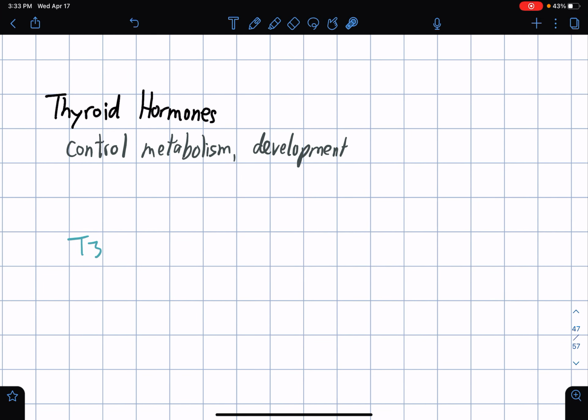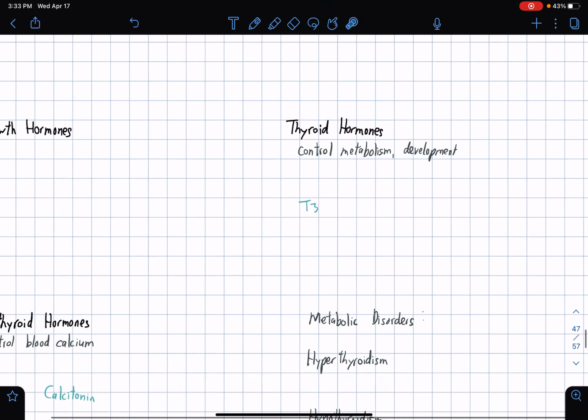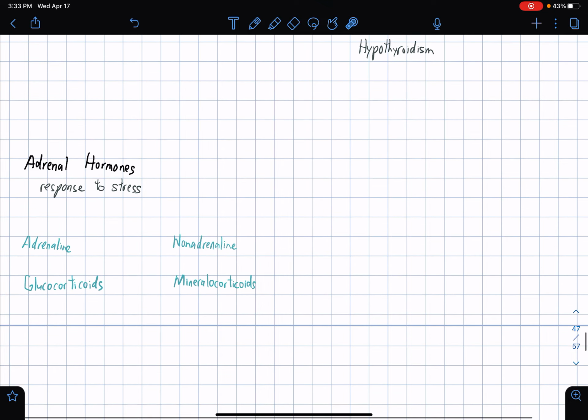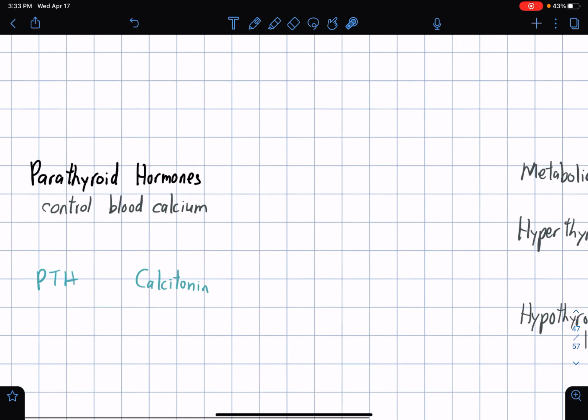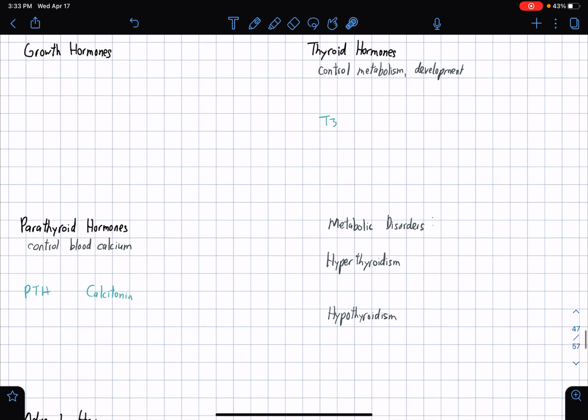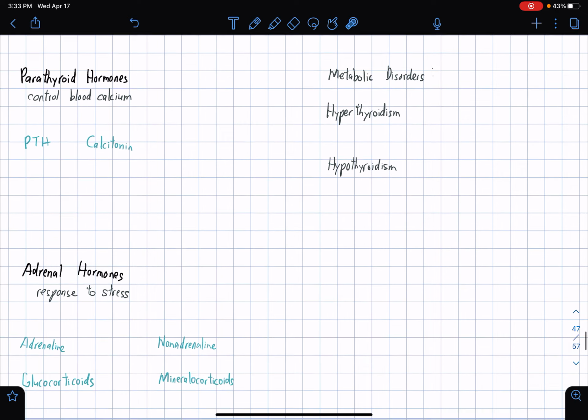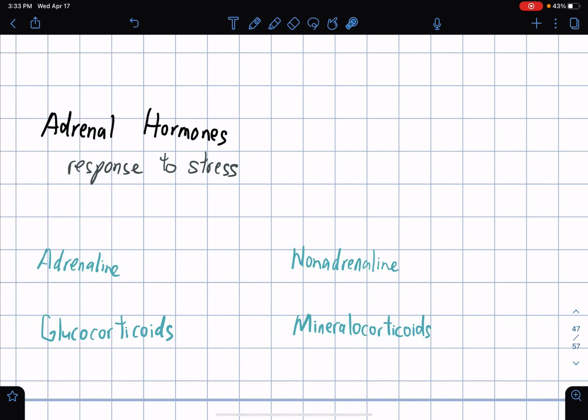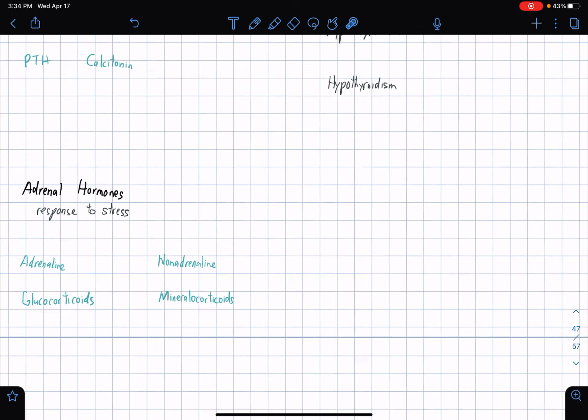Thyroid hormones control metabolism and development. So one is T3, and I believe the other one is T4. I'm just not sure. And we have parathyroid hormones. They control the blood calcium. We have PTH and calcitonin. PTH, I don't know what it means in its complete name, unfortunately. But for the last type, we have the adrenal hormones, which are a response to stress. So we have adrenaline, noradrenaline, glucocorticoids, and mineralocorticoids.